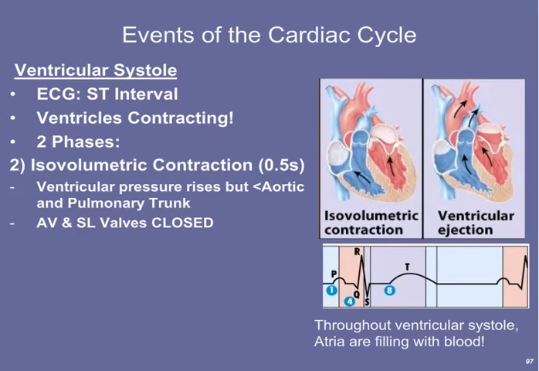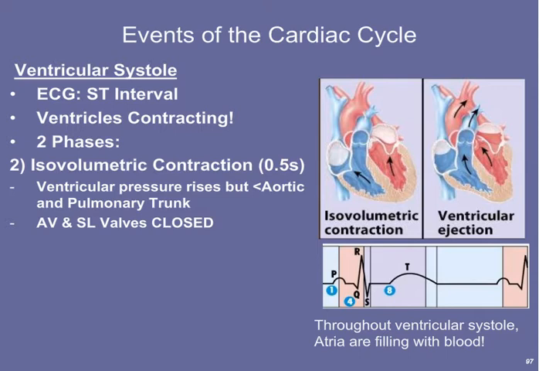After the atria have contracted, we'll then go into a period of ventricular systole. This is the period when the ventricles themselves begin to contract. On the ECG, this corresponds to the ST interval. Remember, the QRS wave was the stimulus for the ventricles to contract, but the actual contraction goes from S to T. There are two phases of ventricular systole. The first of these is called isovolumetric contraction, and it lasts about 0.5 seconds. So isovolumetric means same volume.